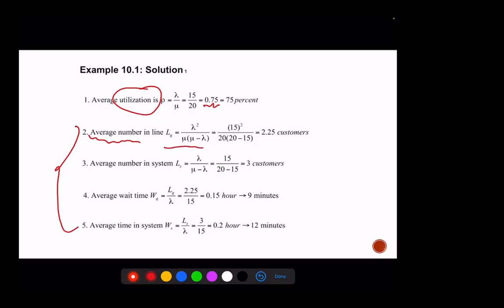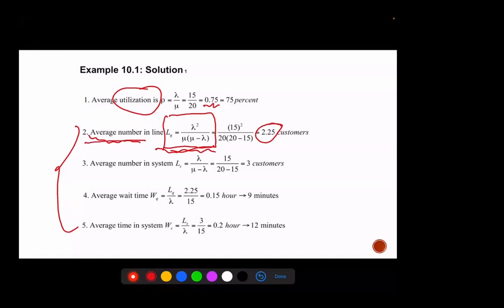So it equals lambda squared divided by mu times mu minus lambda. The thing is you need to figure out which formula to use, and the rest is only finding the value for lambda and mu. According to the formula here, you will be able to get the answer. In general, on average, we have around 2 customers waiting in line. So this is how to calculate the average number.